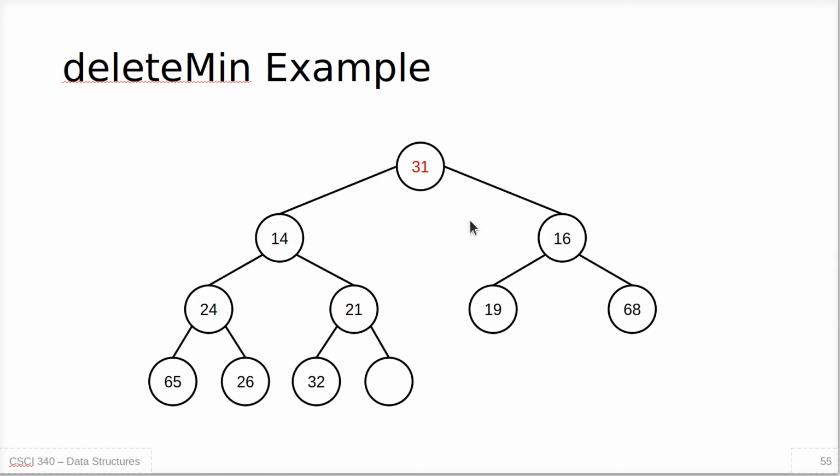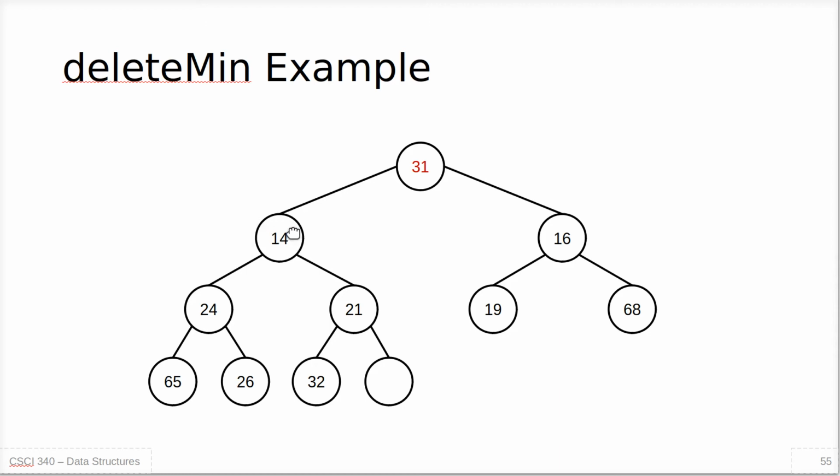Now, to decide what to do with this, we first ask, which of the children of this node here has the smallest key? And we see that that is 14.